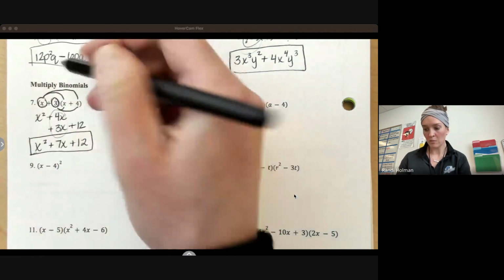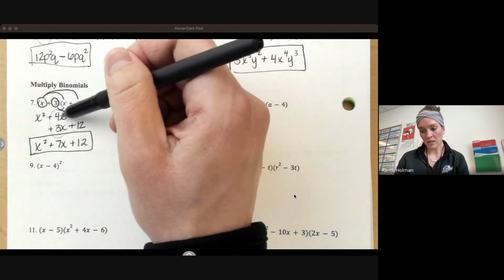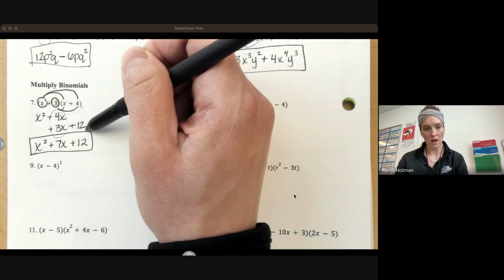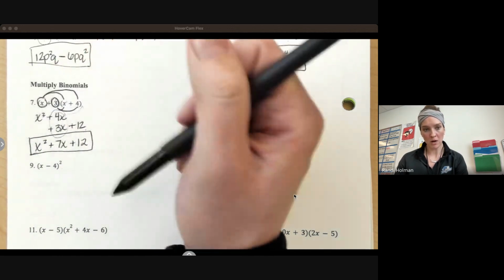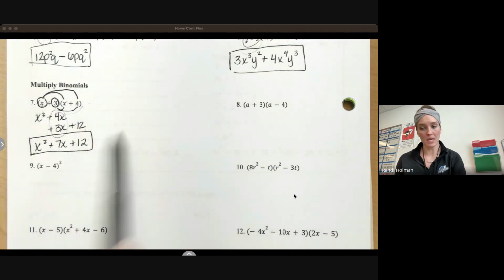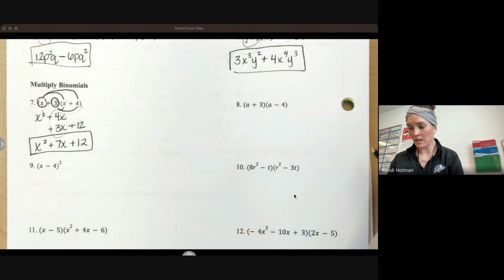All right, so we multiplied x times x to get x squared, x times 4 to get 4x, 3 times x to get 3x, and then 3 times 4 to get 12. So we ended up with 4 multiplication problems there, taking each term in our first polynomial times each term in our second polynomial. Okay, so let's do the same thing here with this next one.